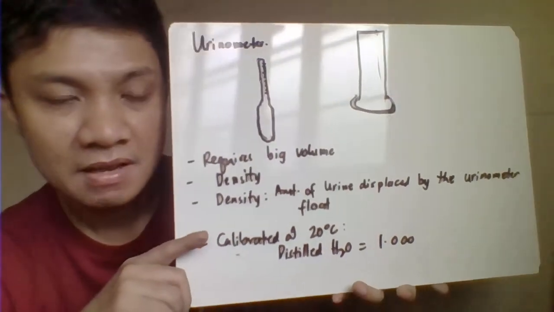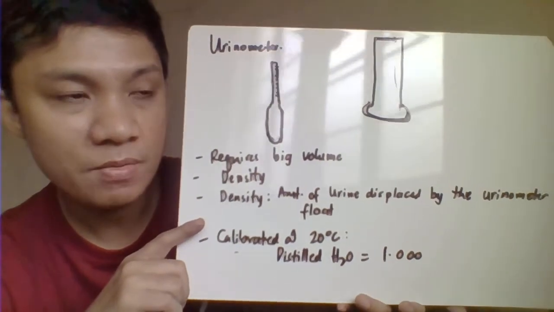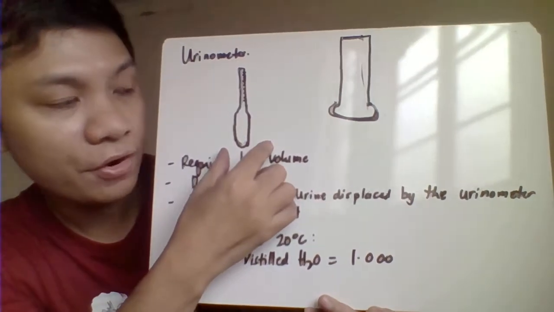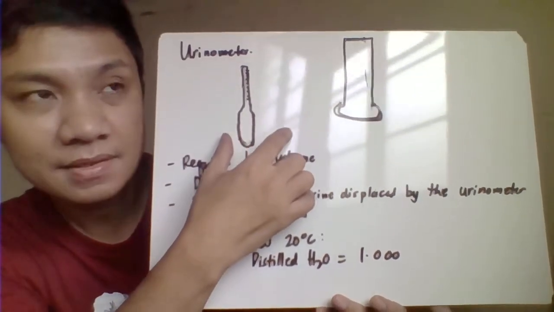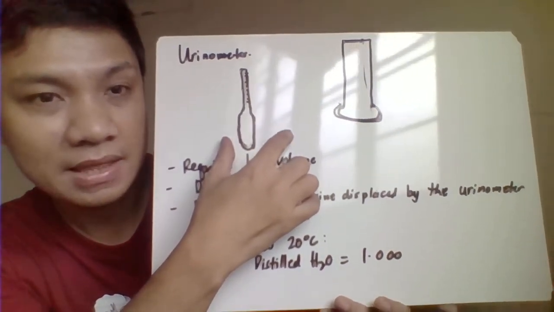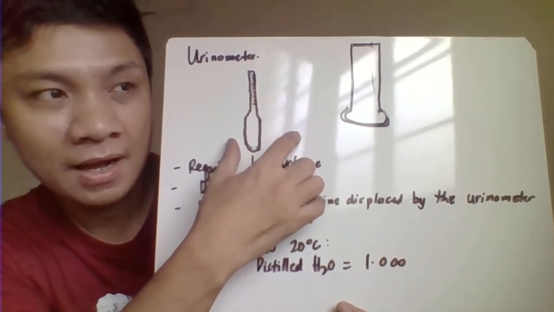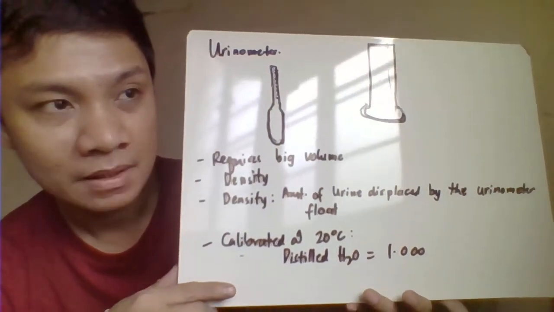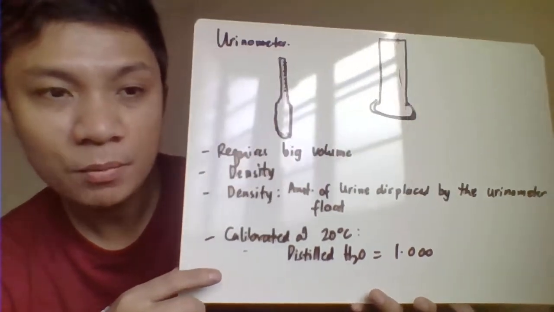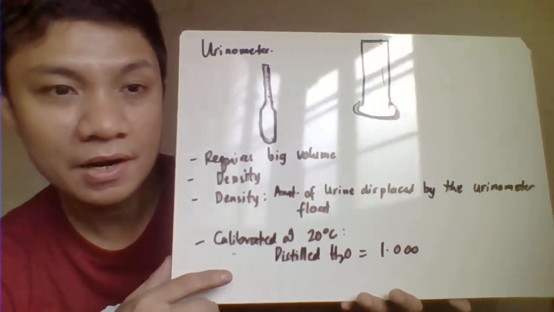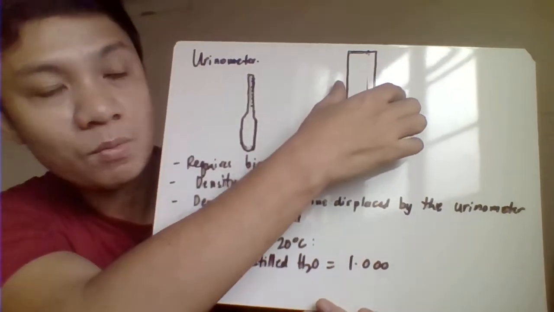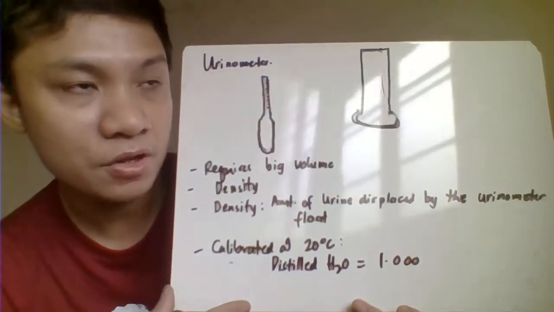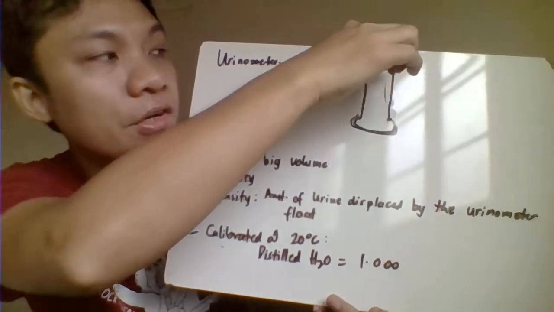Okay, the first method here for your specific gravity reading is your urinometer. Urinometer is just a graduated cylinder with your urinometer float. This is a calibrated, graduated urinometer float wherein there are graduations on its stem. Okay, so the problem with the urinometer, you require a larger volume of the urine because you need to fill this one. So the procedure for this one is just fill this one up to the 3/4 volume and then release your urinometer float.